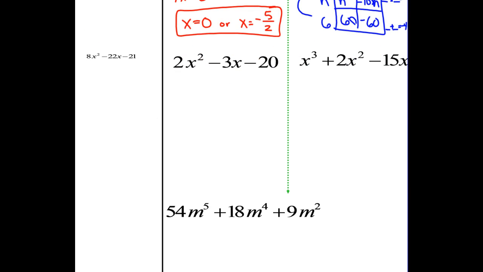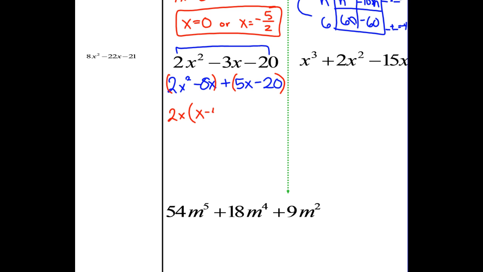All right, this next one I'm going to show you guys the factor by grouping. Again, remember we need to multiply our 2 times our negative 20. So it needs to multiply to get you negative 40, but add to get you negative 3. So to do the factor by grouping, we're going to make this 2x squared minus 8x plus 5x minus 20, and then we group each piece and pull out the greatest common factor of those. So we're going to end up with 2x getting pulled out from the first part, so we get x minus 4, and then we're going to pull out a positive 5 to get x minus 4 again, and then we pull those out and we get x minus 4 times 2x plus 5. Obviously you can go the other way, so it could be 2x plus 5 times x minus 4 as well.